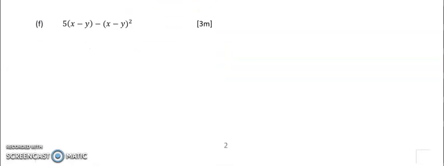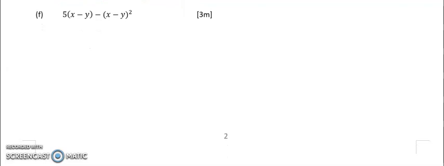Okay, now let's go on to the last question. Look at the question very carefully. Do you spot anything in common? Can you see that there's an x minus y that is in common? So actually my common factor is x minus y. If I were to take it out, from the first term, I'm left with 5. From the second one, I'm left with x minus y.